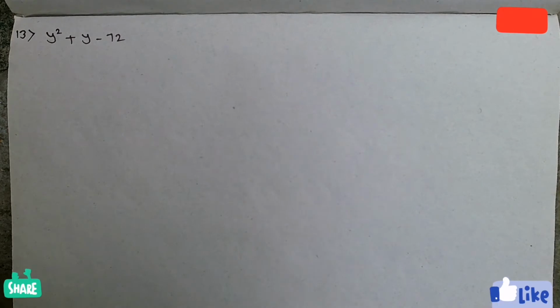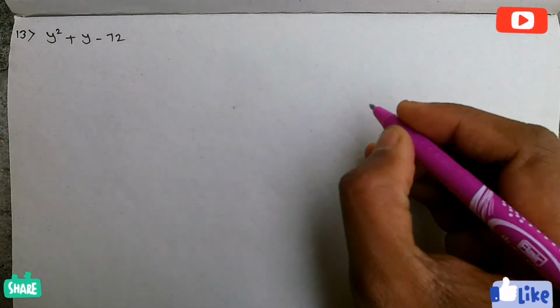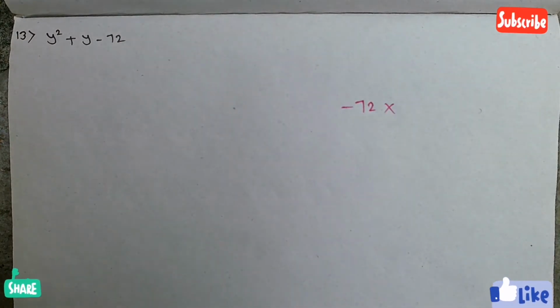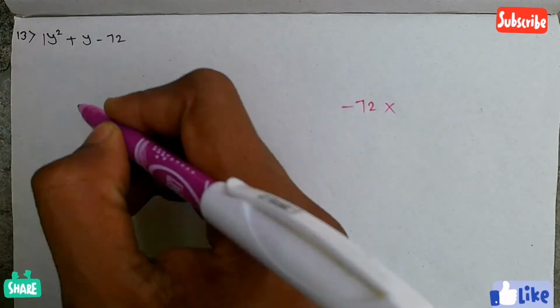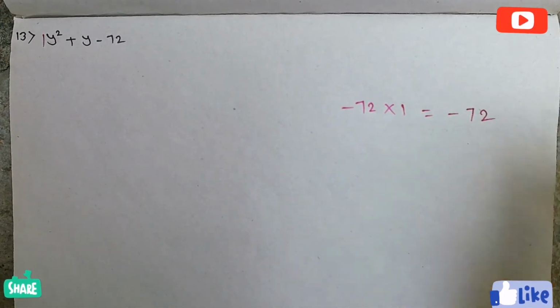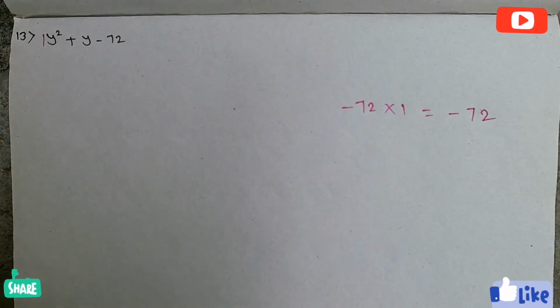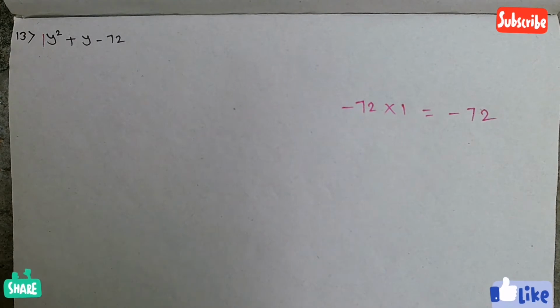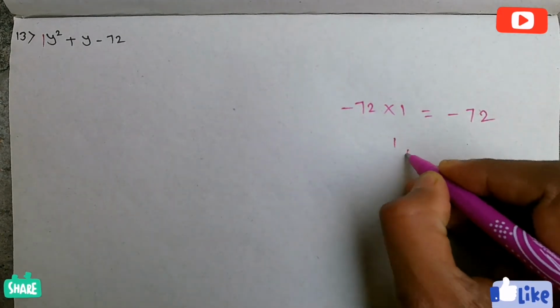Okay, here the question is y square plus y minus 72. So first step as usual, taking the constant minus 72 into the y square coefficient. Here before y square nothing is there, so it is 1, minus 72 into 1, minus 72. Now first forget about the symbol of minus 72 and write only 72. So 72 will come in which tables? Write all those tables.